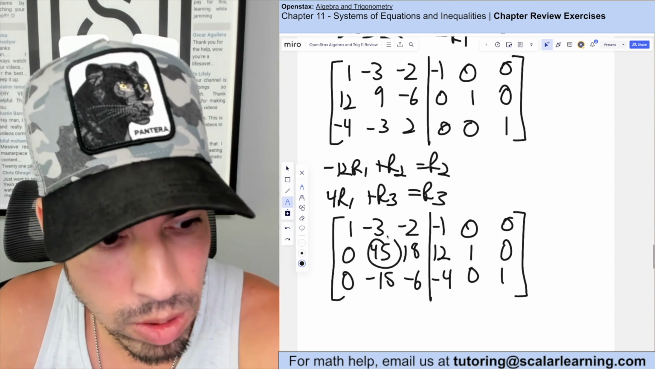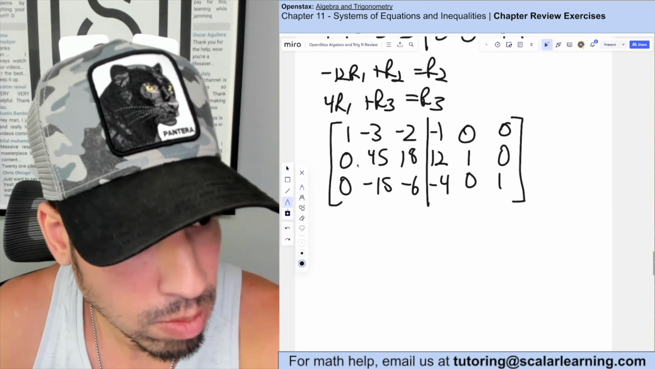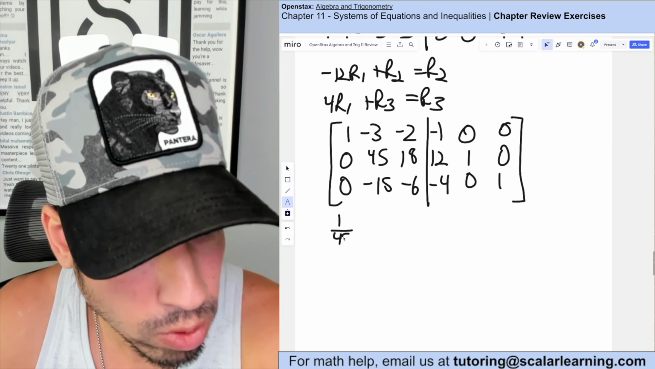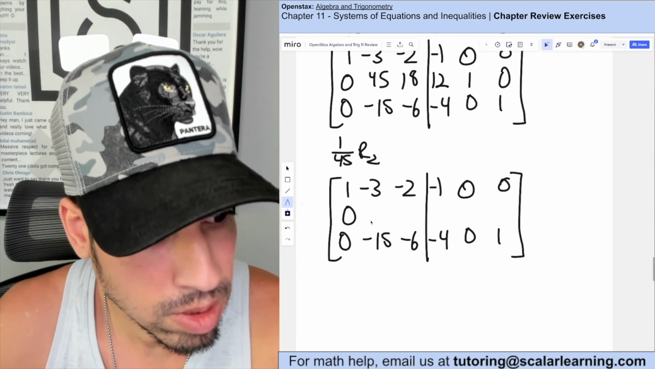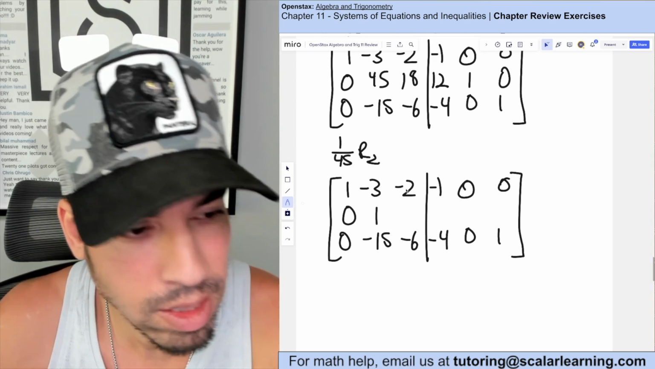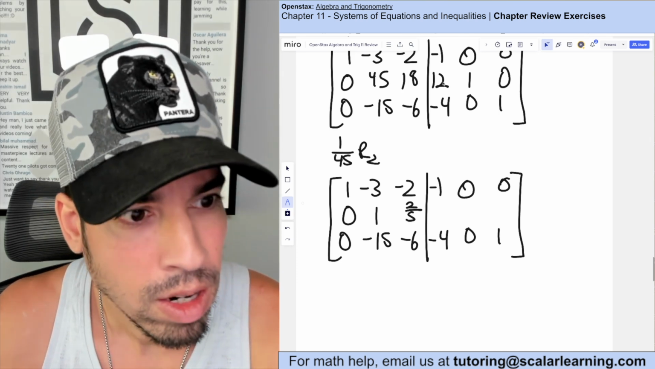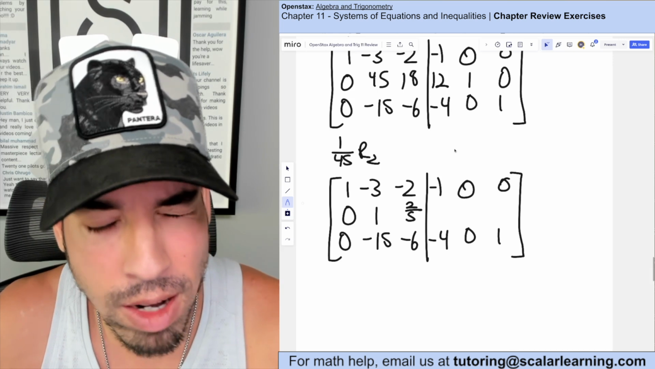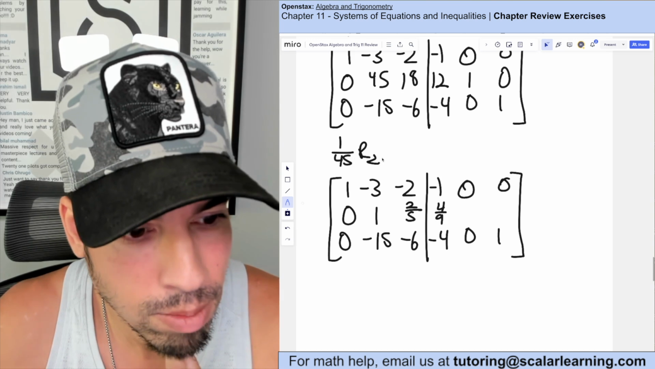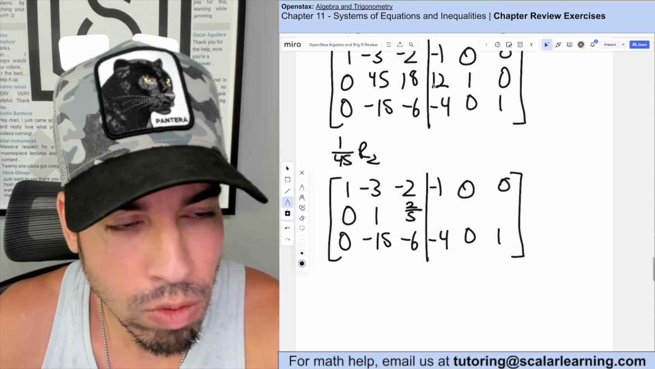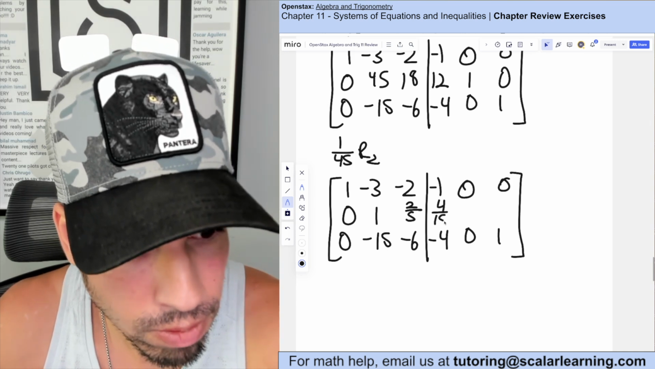And I always like to start with that 1 first. So I want to turn that into a 1. In order to do that, I'm going to multiply by 1 over 45 times row 2. Let's write that out. So we got this times 0 is 0. This times that is 1. And this times 18 is 18 over 45, which reduces to 2 over 5. And then times 12 is 12 over 45, which would be 4 over 15, dividing top and bottom by 3.